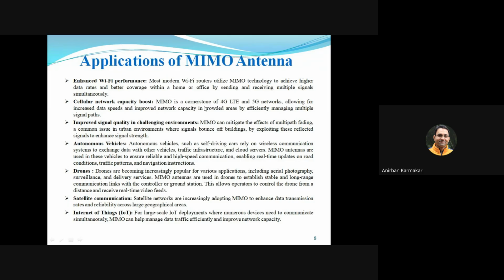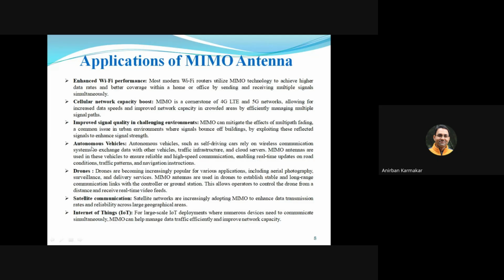MIMO is a cornerstone of 4G LTE and 5G networks, allowing for increased data speeds and improved network capacity in crowded areas by efficiently managing multiple signal paths. MIMO also provides improved signal quality in challenging environments. MIMO can mitigate the effects of multipath fading, which is a common issue in urban environments where signals bounce off buildings. By exploiting these reflected signals, we enhance signal strength.